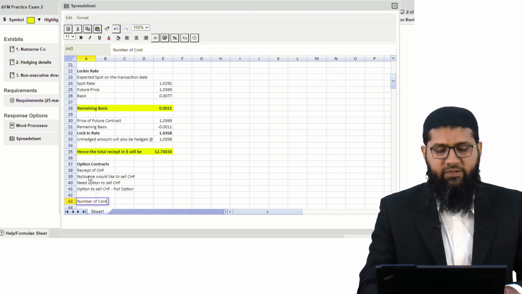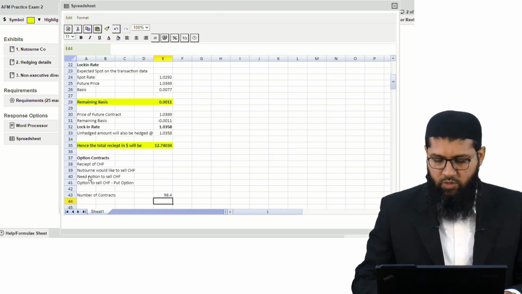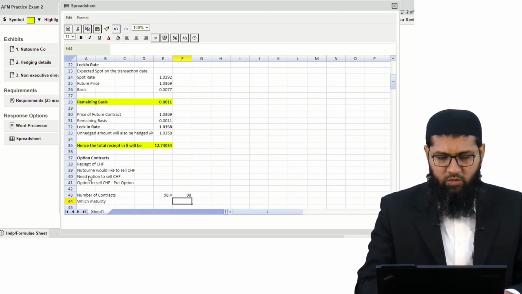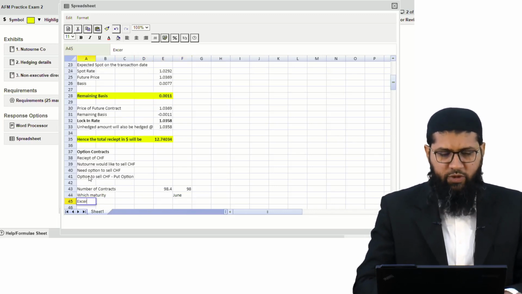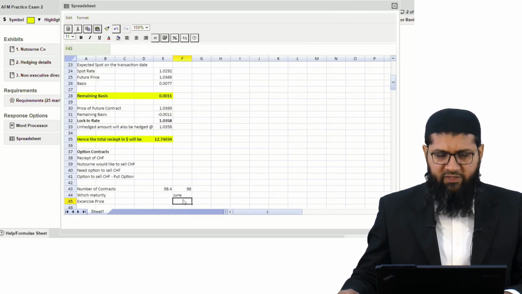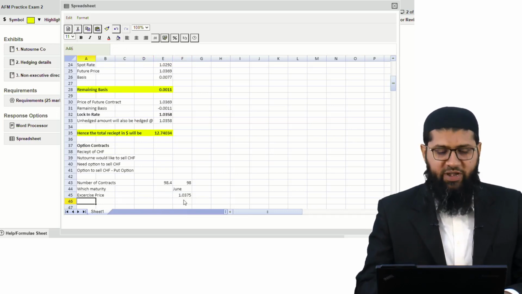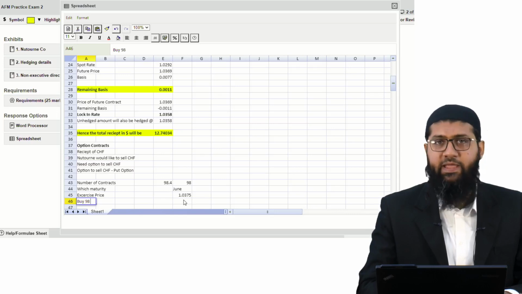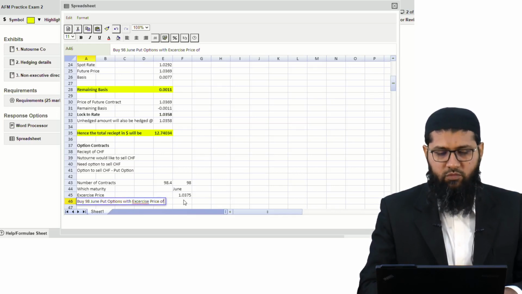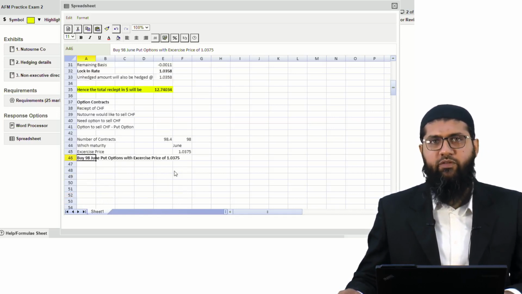So the number of contracts is going to be 12.3 divided by 0.125, which is 98.4, so the round figure is going to be 98 contracts. Which maturity? Again, June contracts. There is only one exercise price that is provided, $1.0375. So the summarized hedge strategy is going to be: buy 98 June put options with an exercise price of 1.0375.